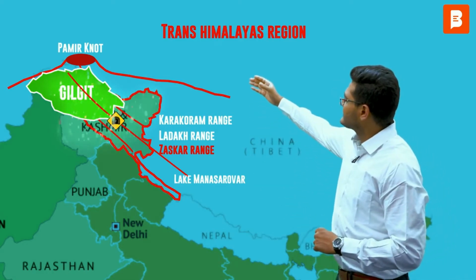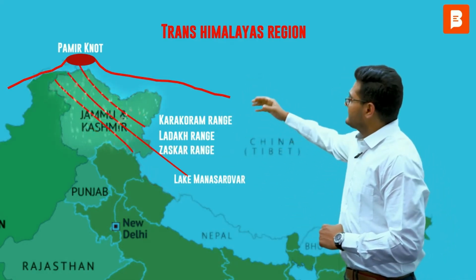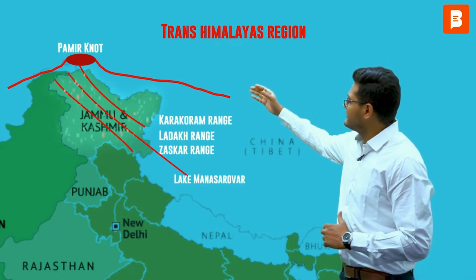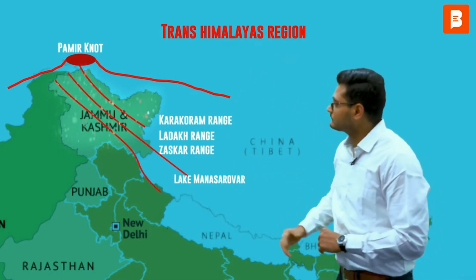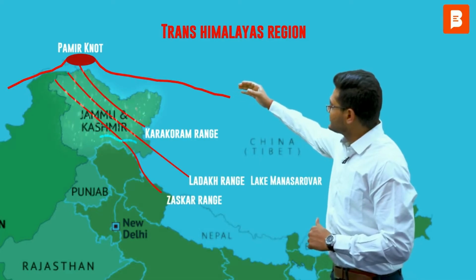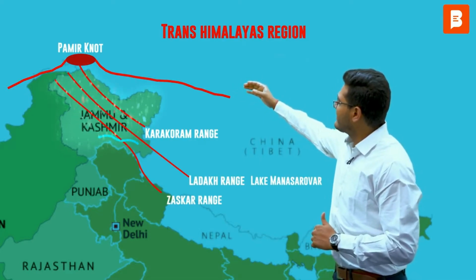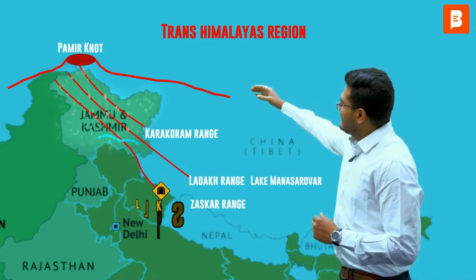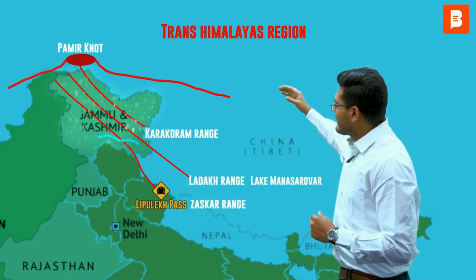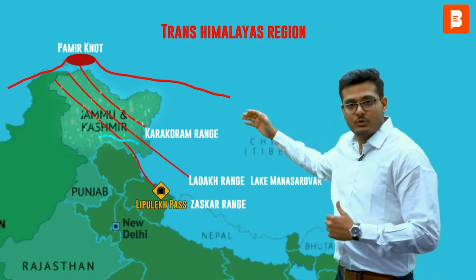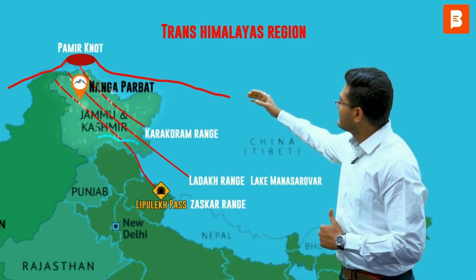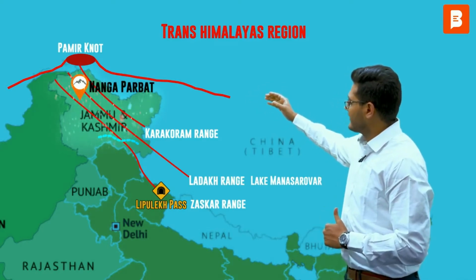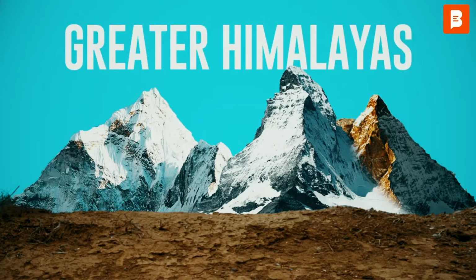After the Ladakh range, now let's come to the Zaskar range. The Zaskar range is a mountain range in the Indian state of Jammu and Kashmir and extends into Uttarakhand as well. The Zaskar river flows through this range and cuts the deep and narrow Zaskar Gorge. Lipu Lekh Pass, which leads to Mansarovar and Mount Kailash, lies in this Zaskar range. Very importantly, Nanga Parbat, which has a height of 8,126 meters, is also in this Zaskar range.